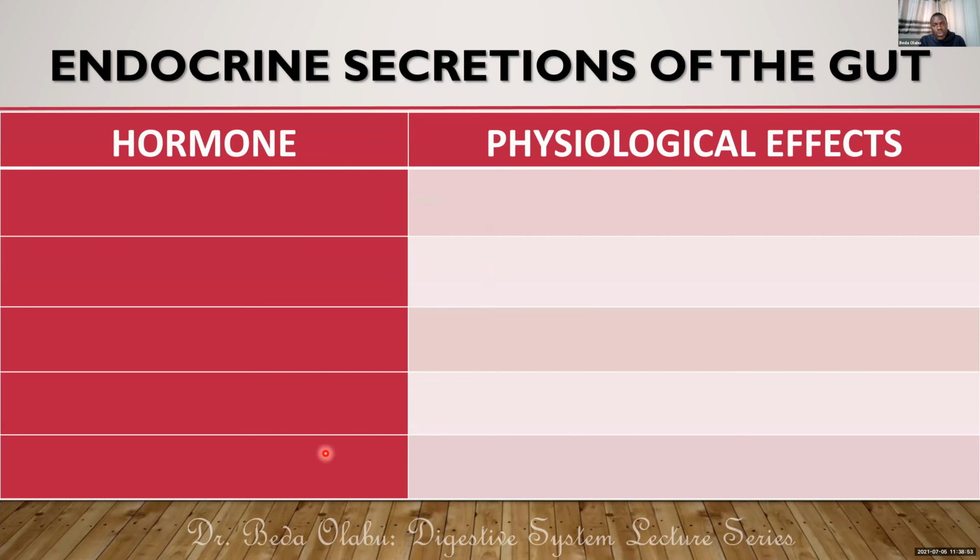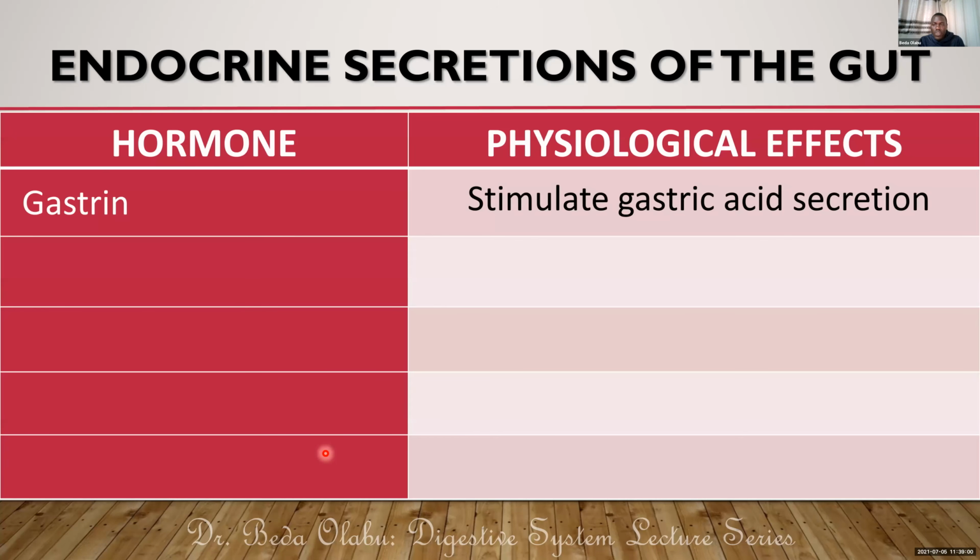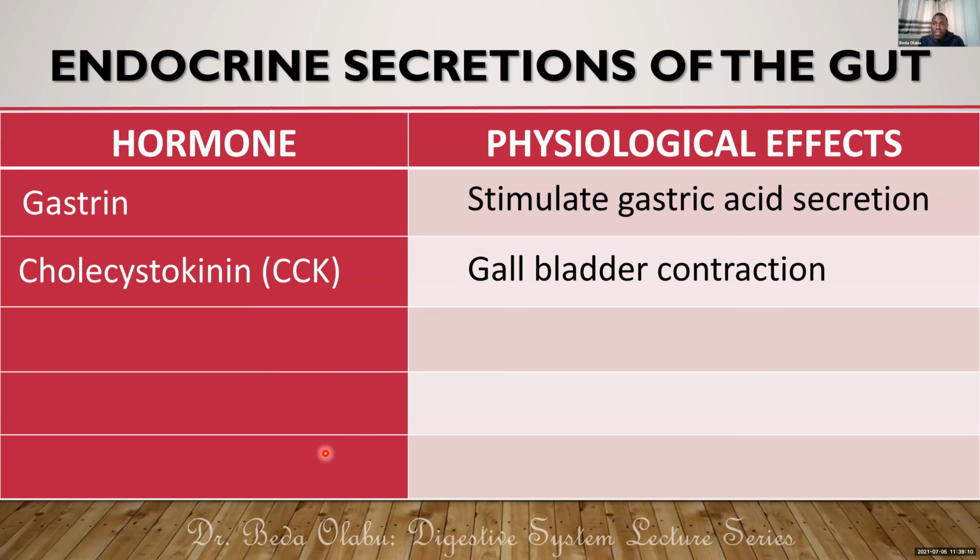So there are a number of hormones with their specific effects. I've just picked maybe the 5 common ones. Gastrin, which comes from the stomach, usually promotes gastric acid secretion. Cholecystokinin, produced by the duodenum, largely promotes gallbladder contraction.